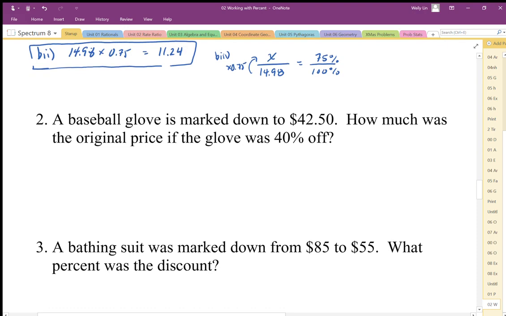Okay, so the baseball glove is marked down to $42.50. Okay, let's make sure we can draw our double number line here. Here our fraction bar, we can think of it as.